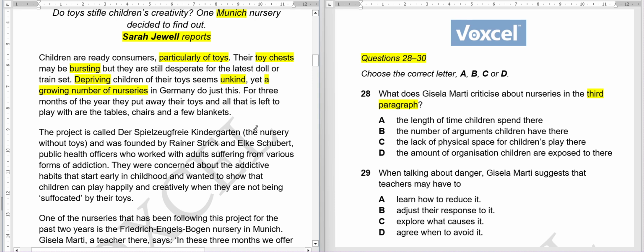For 3 months of the year, they put away their toys, and all that is left to play with are the tables, chairs, and a few blankets. So what they do is, for 3 months, not for the entire year or the entire course, they just put away their toys, and they have to play with the tables, chairs, and a few blankets. Obviously they must be playing with their peers, otherwise they will get bored if they play with only tables, chairs, and a few blankets.